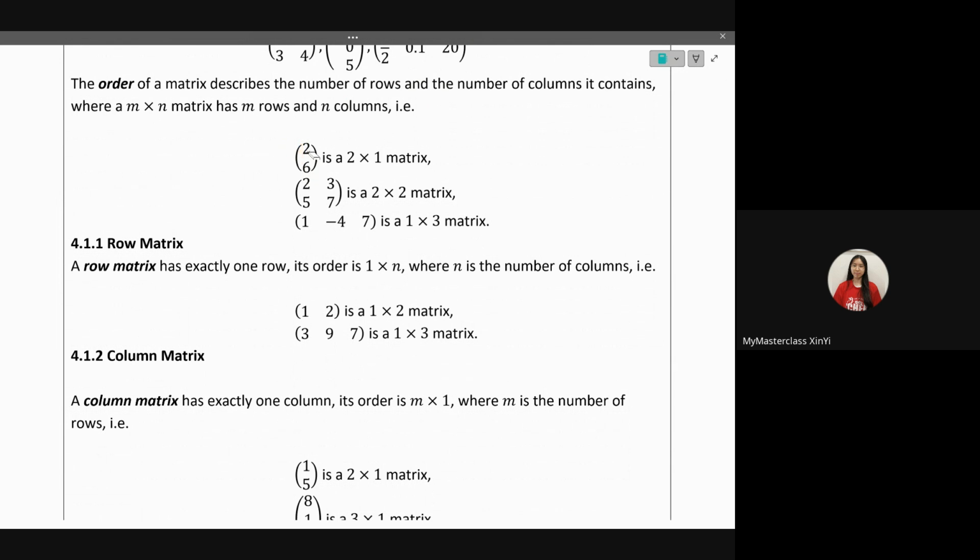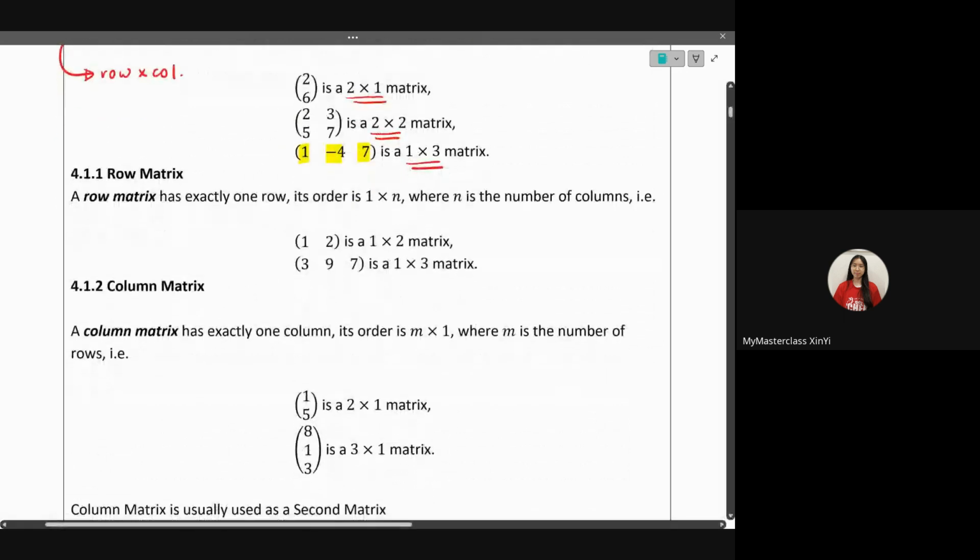We always write the order as row by column. So this is a 2 by 1 matrix. Similarly, this is a 2 row by 2 column matrix, so this is a 2 by 2 matrix. Then again, 1 row and 3 columns, so a 1 by 3 matrix. That's what we define as the order of a matrix.